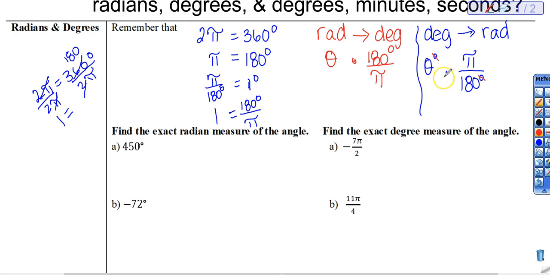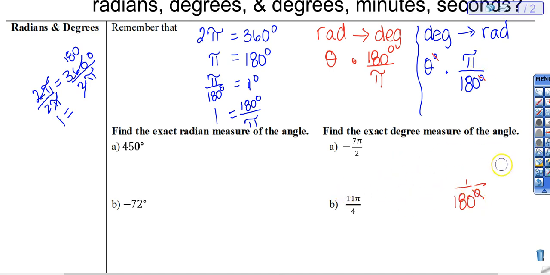What do you think? So what if I said 60 degrees and I wanted you to convert that to radians? What would I use? And why did you choose pi over 180 and not 180 over pi? So you can cross out the degrees. Exactly. So good eye.